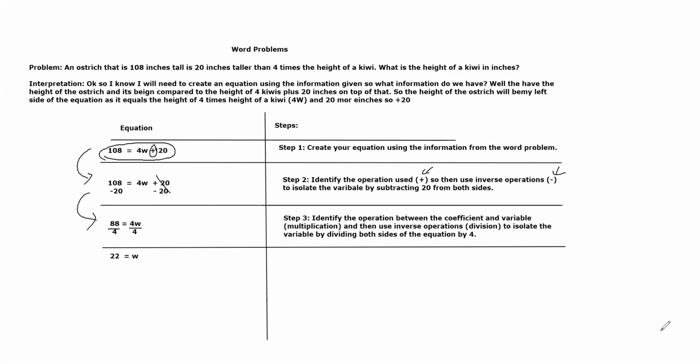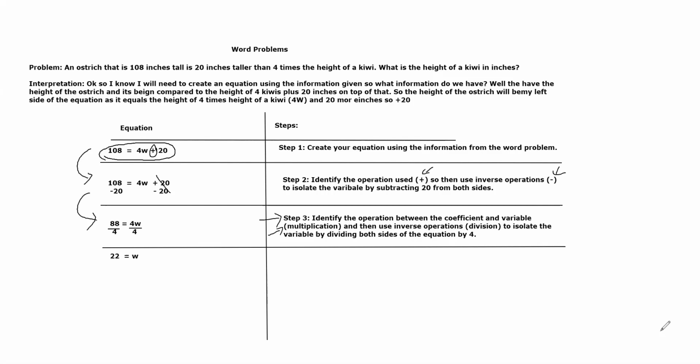Now I need to do step three, right? Step three, identify the operation between the coefficient and the variable. So what that means is what is the 4 and what is the W doing, right? So the 4 and the W are multiplying, which means that in order to do inverse operations, right?